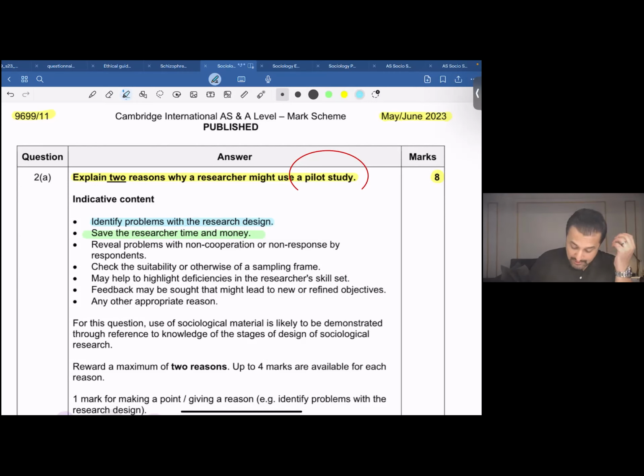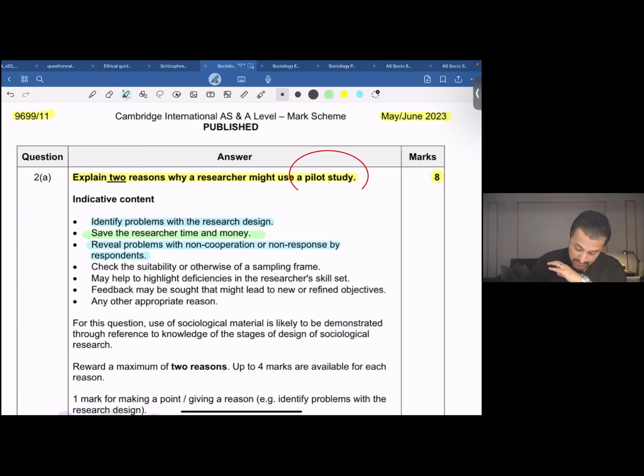Number three, it reveals problems with non-cooperation or non-response by the respondents. Now, there are some cases when the respondents may not participate, they might not cooperate, right? In that case, the researcher would be disappointed. Of course, if you're conducting that very same research on a smaller scale, it would be easier for you to gauge and stop the research if you think there's no other way out.